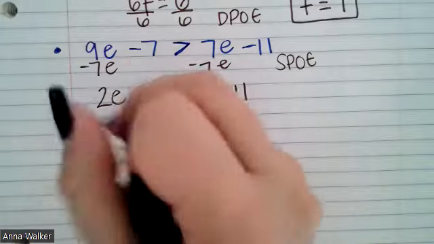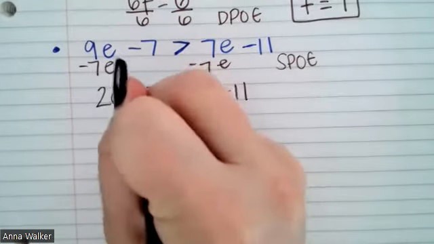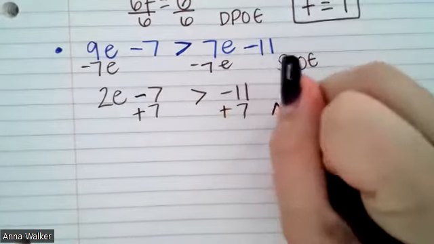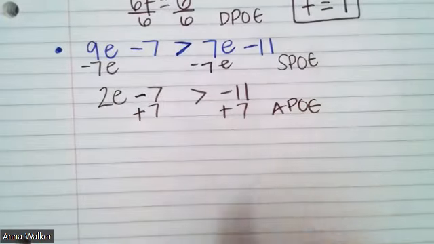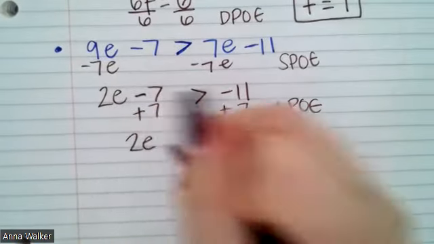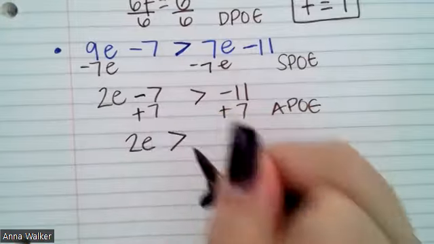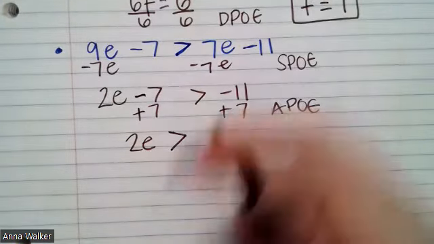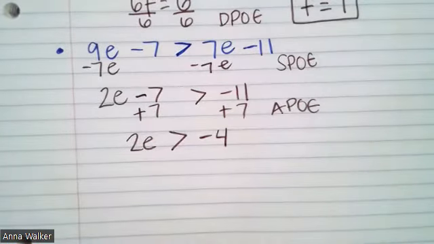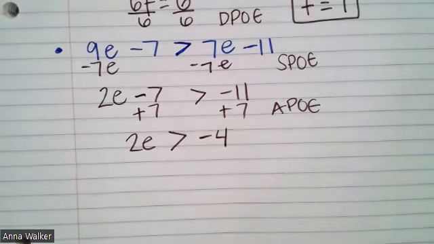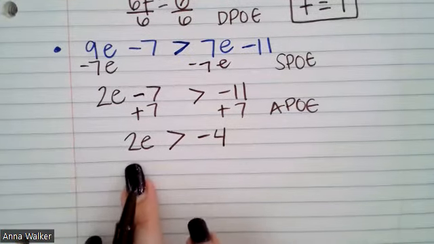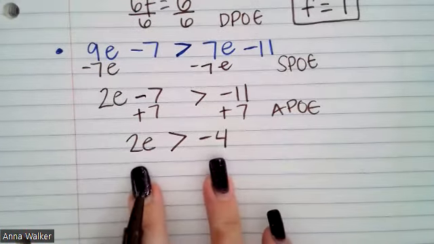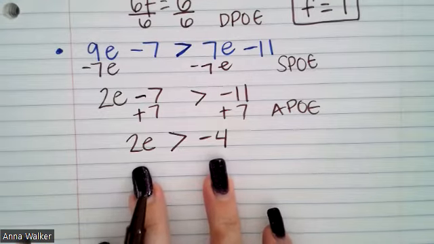So I'm going to use the addition property of equality to get rid of the 7, my APO property. So I'm left with 2e is going to be greater than negative 11 plus 7 is going to be negative 4. Negative 11 and we go up 7 spots on the number line means negative 4. And now we can take a moment to look. My coefficient is positive, so I'm not going to have to flip the sign. The sign's going to stay greater than.